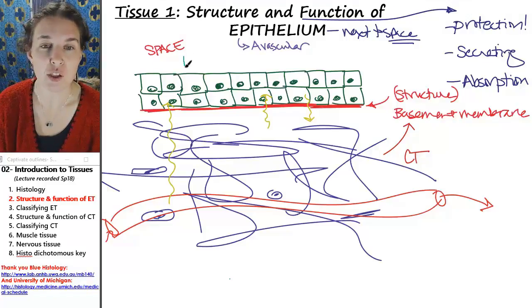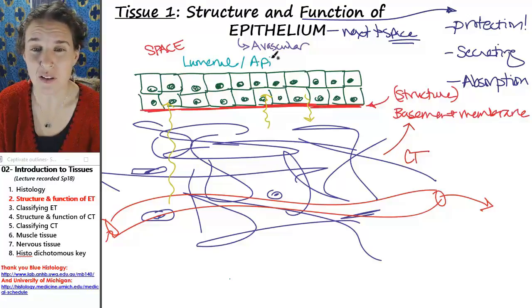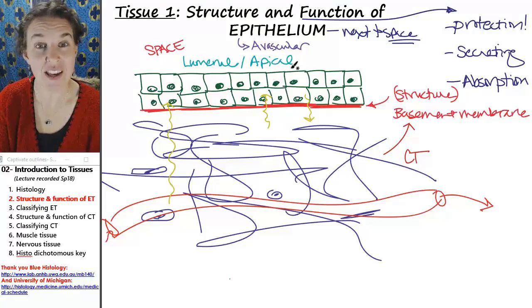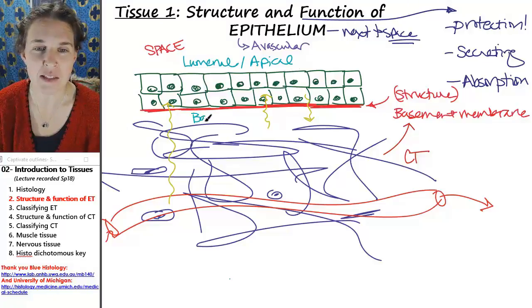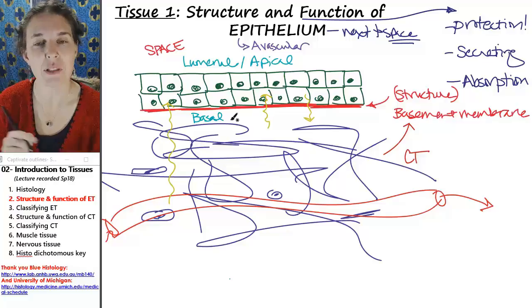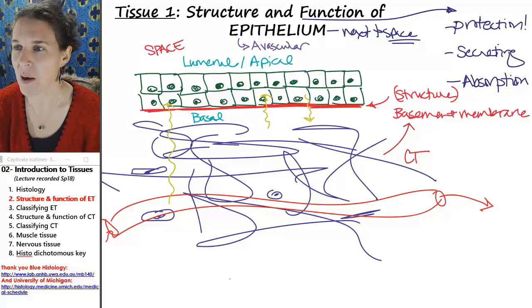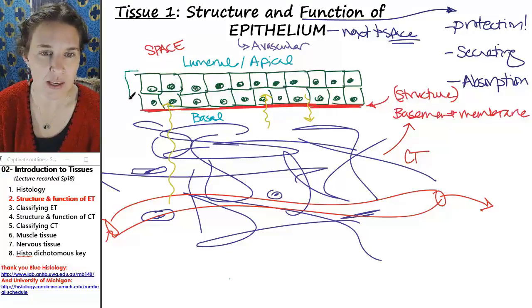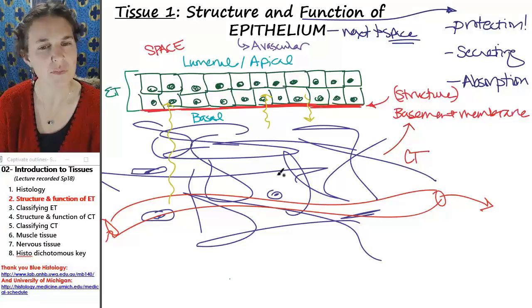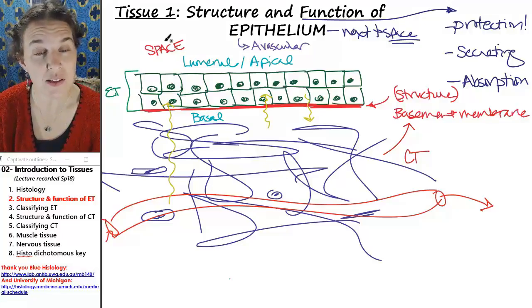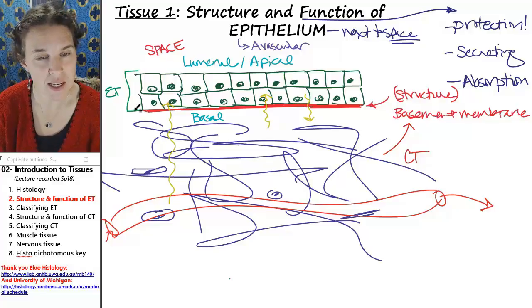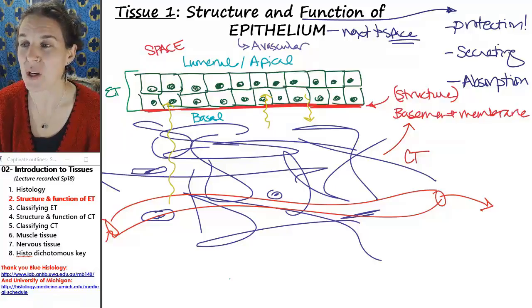So we actually have directional terms to describe epithelial tissues. You have the luminal or apical edge of a cell or a layer of tissue, and you also have the basal or basolateral edge of a tissue. This whole thing is my epithelial tissue. And so the luminal edge of my epithelium touches the space, and the basal edge of my epithelium touches the basement membrane.